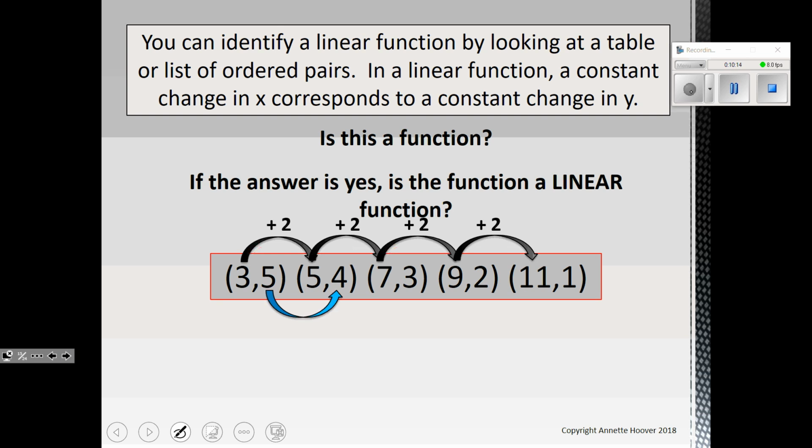5 to 4 is subtracting 1, 4 to 3 is subtracting 1, 3 to 2 is subtracting 1, and 2 to 1 is subtracting 1. So yes, we have a constant change in the x values, we have a constant change in the y values, and it is a linear function.